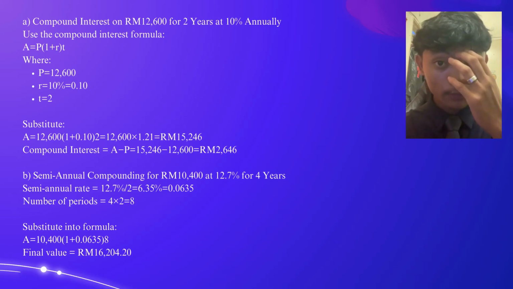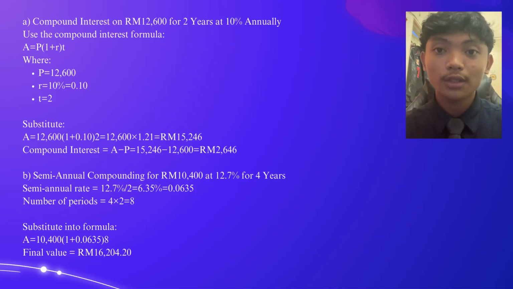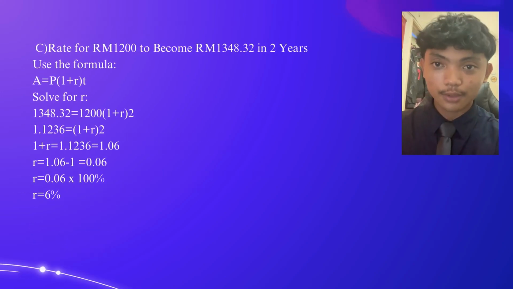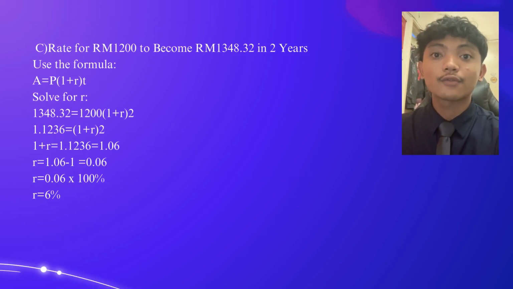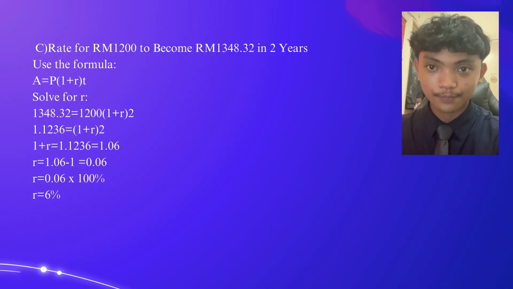Now using the same formula but adapted for semi-annual compounding, 10,400 times 1 plus 0.0635 multiplied by 8. The answer is 16,204.20 ringgit. Now for the last part, let's calculate the interest rate needed for 1,200 ringgit to grow to 1,348.32 ringgit in 2 years.